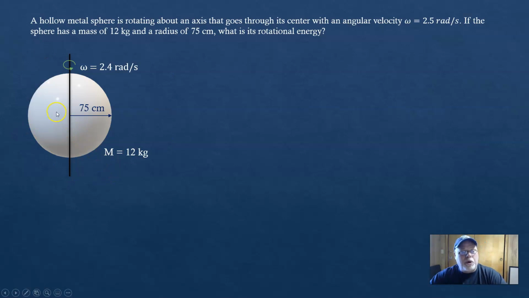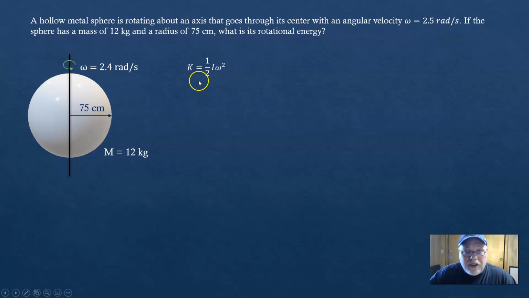No, it looks like a cue ball. I couldn't get a metallic looking sphere in PowerPoint. But this is our metal sphere right here. Maybe it's been painted white. All right. It's rotating about an axis that goes through its center. It's going at a rate of 2.4. We'll see if I made the mistake. Right now I'm saying 2.4 radians per second. I bet that's what I kept up with. So we'll say 2.4 radians per second, and it's got a radius of 75 centimeters.